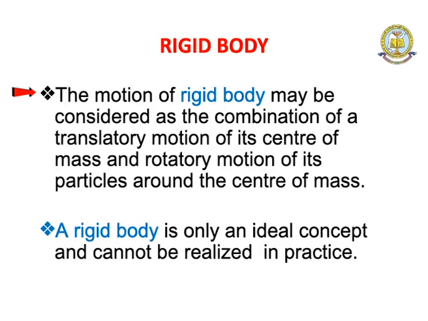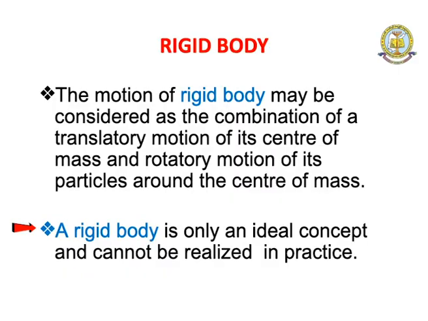Okay, the motion of a rigid body may be considered as of two types. One is the translatory motion and another one is the rotatory motion. Translatory motion is also called linear motion, and rotational motion is also called circular motion. A rigid body is only an ideal concept and cannot be realized in practice. So here is one example.